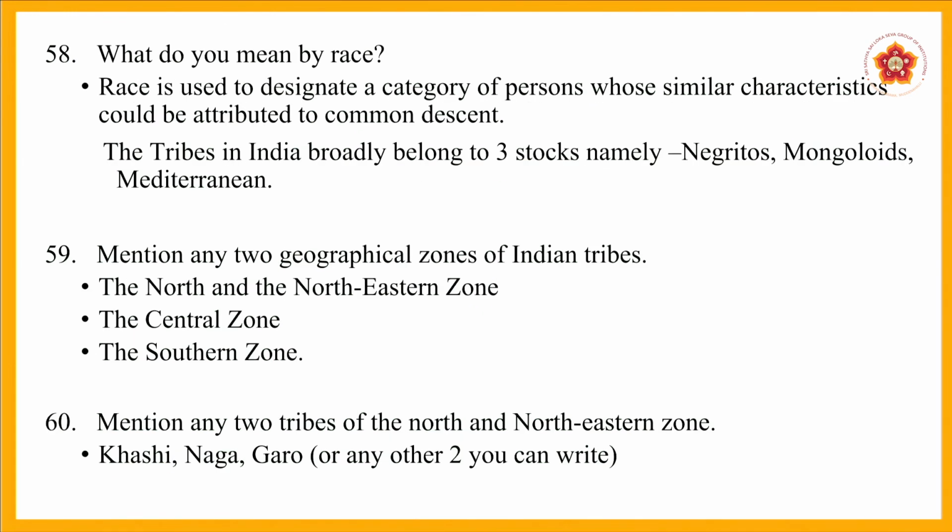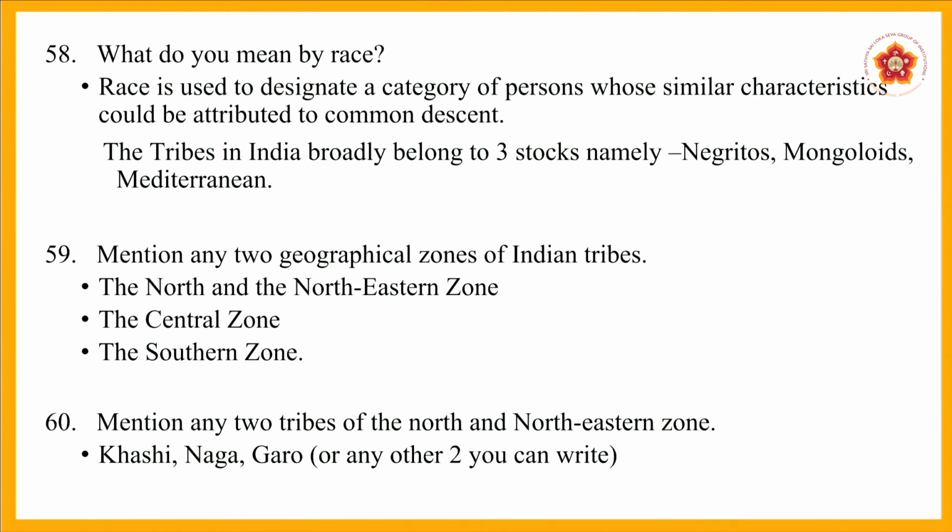Next question, what do you mean by race? So, race is used to designate a category of persons whose similar characteristics could be attributed to a common descent. That is, they are coming from a common ancestor. The tribes in India broadly belong to 3 stocks, namely Negritos, Mongoloids and Mediterranean.